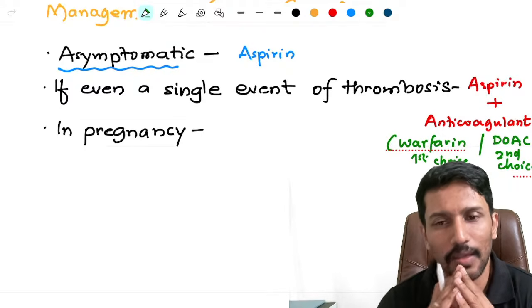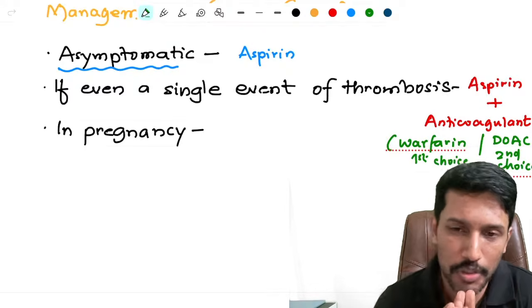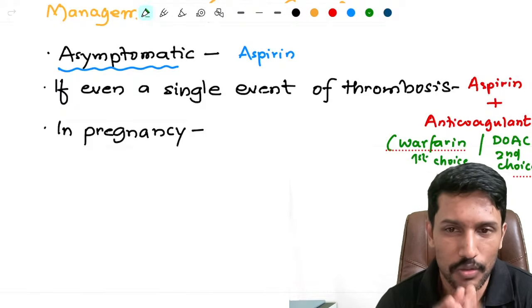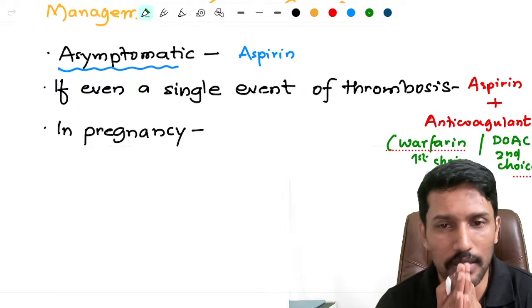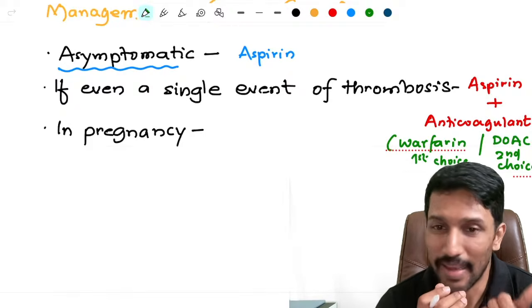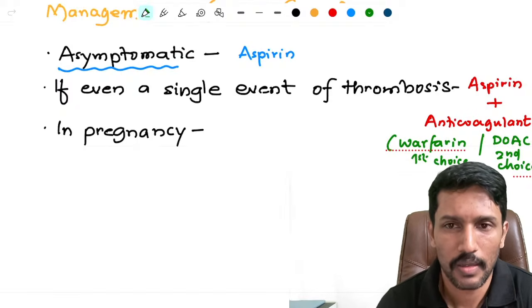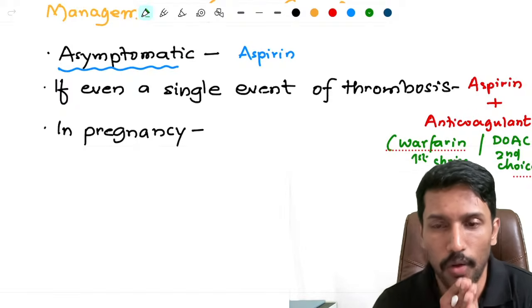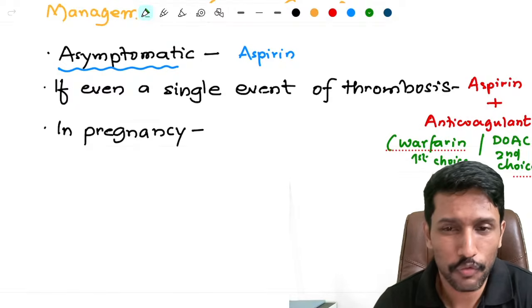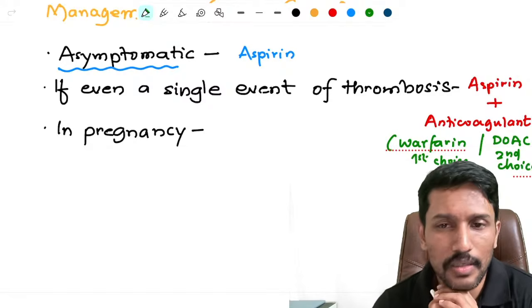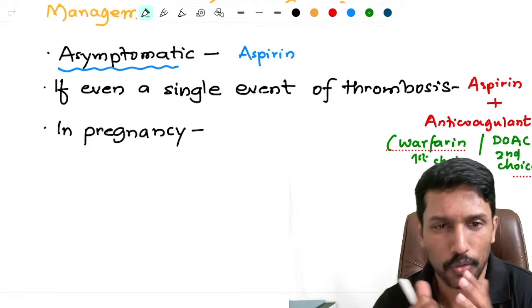What can I do? APS can be a reason for premature delivery because of the fetal ischemia, reduced blood supply to the fetus. So I have to prevent the thrombosis in these individuals. But the problem is aspirin is not enough if there is already a bad obstetric history, and I can't give warfarin. Then the safety of many of these newer oral anticoagulants also is not well established in the pregnancy or first trimester. So then what should I do?